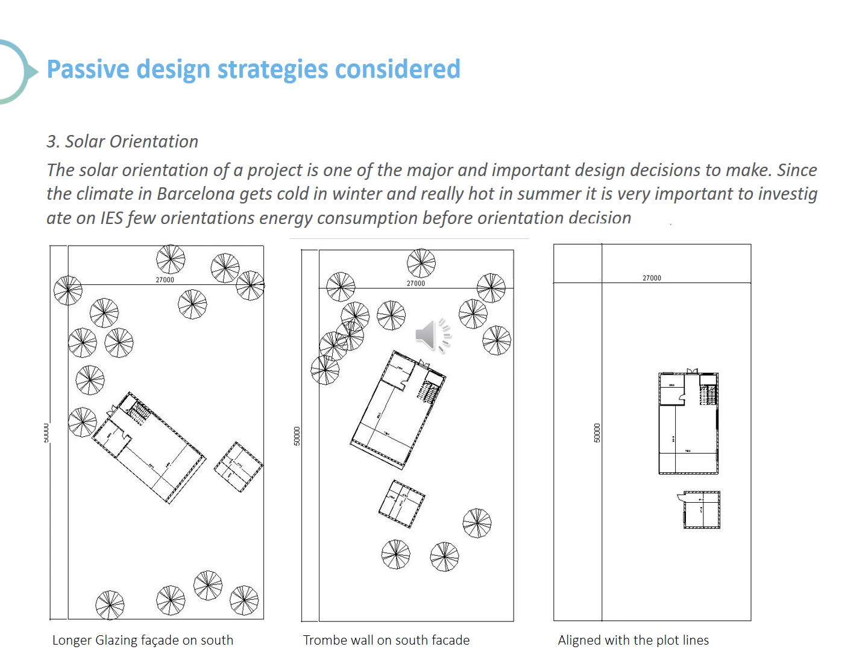Below, we can see three drawings with three different orientations. The first one is a longer glazing facade on the south face, the next one is the trim wall on the south facade, and the third one is like the basic design, aligned with the plot lines.